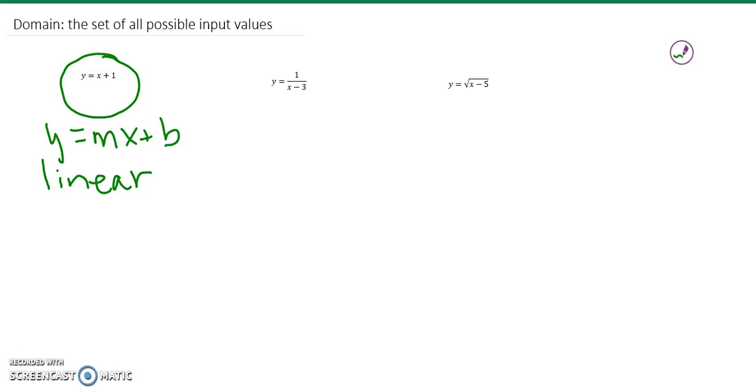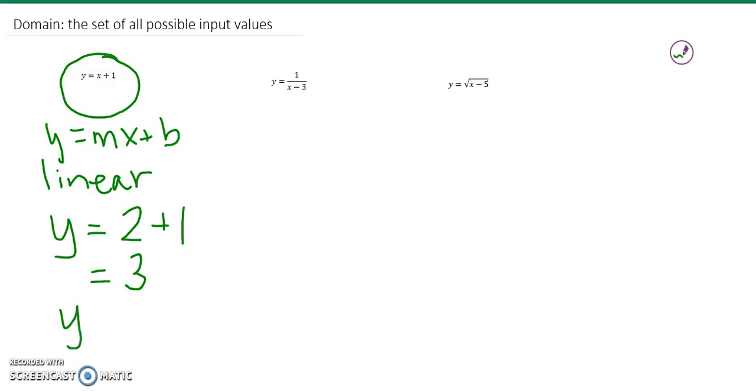Based on knowledge of the graph, we know that the domain is all real numbers. However, let's take a look at the equation. Evaluating for when x equals 2, I will substitute 2 in for x plus 1. This will give me an output value of 3.